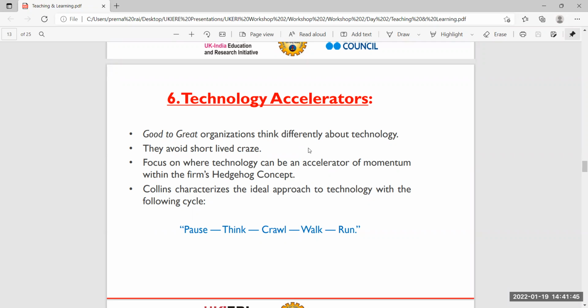Even if you are changing your technology, the momentum has to be within your hedgehog concepts. So you need to pause, you need to think, you need to crawl, you need to walk, then you need to run. Don't start running. You might fall. So that is this concept.